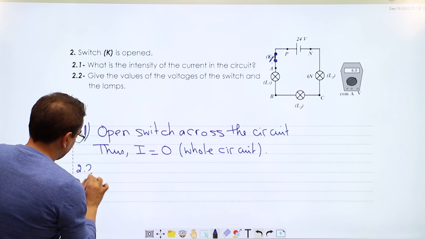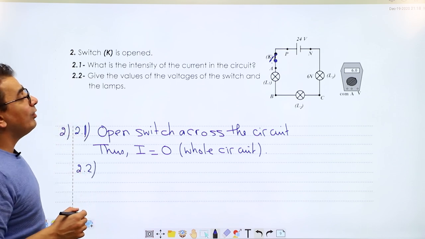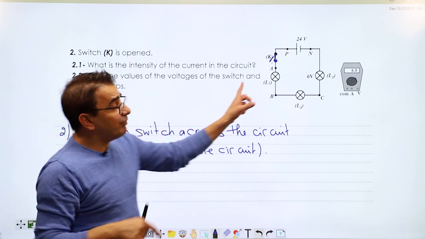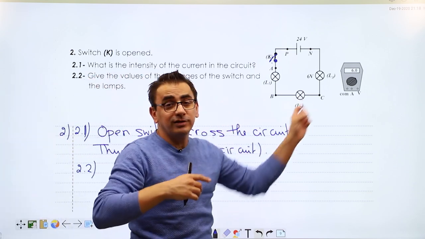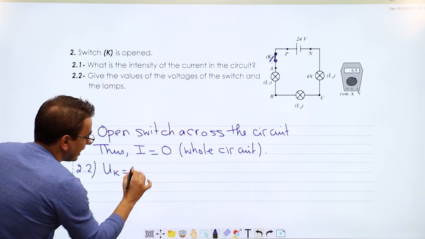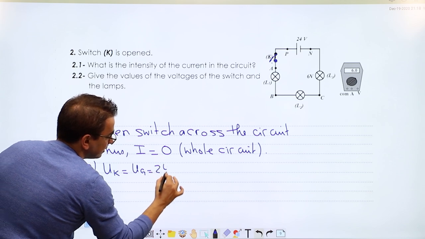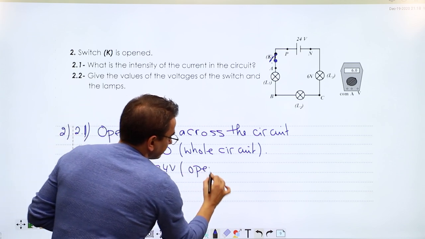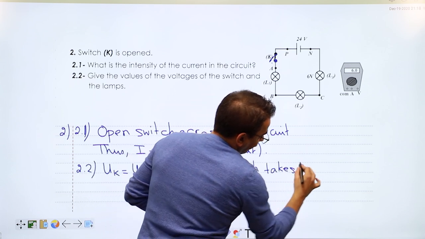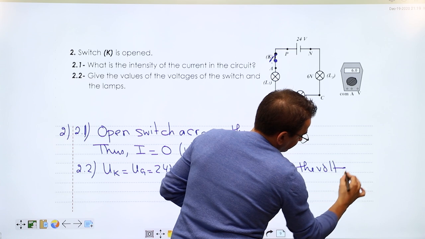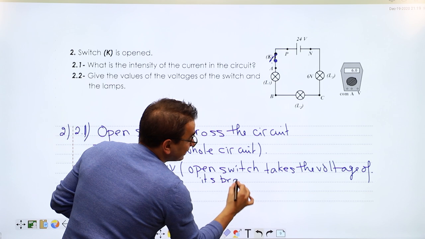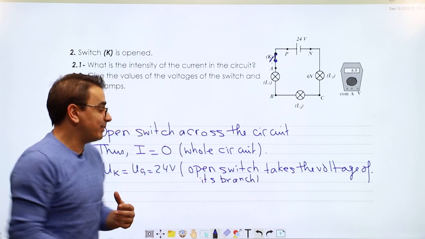2.2. Give the values of the voltages of the switch and the lamps. Now, the lamps and the switch. We know that the switch takes the voltage of the whole circuit or the whole branch it is connected to. So, voltage of the switch is that of the generator, which is 24 volts. An open switch takes the voltage of its branch. And it is connected in the main branch, so it takes the voltage of the battery.